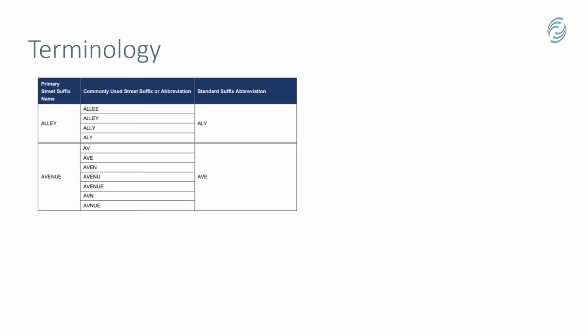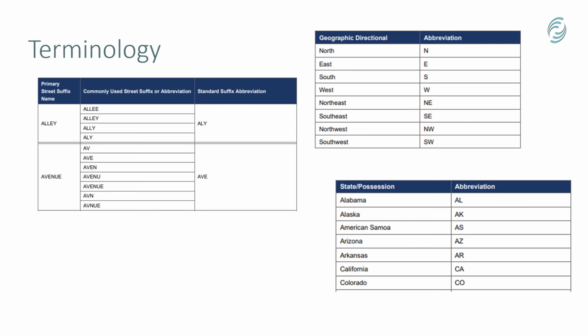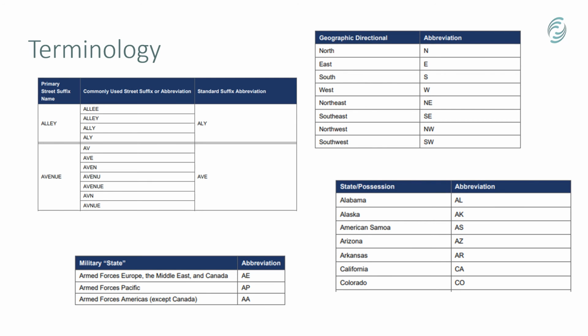Finally, the project also standardizes some of the terminology associated with addresses, including the preferred suffix to use, state abbreviations, geographic directions, and military states.